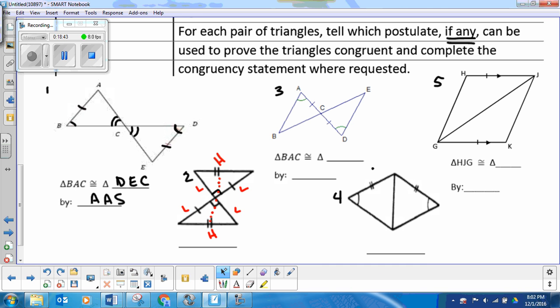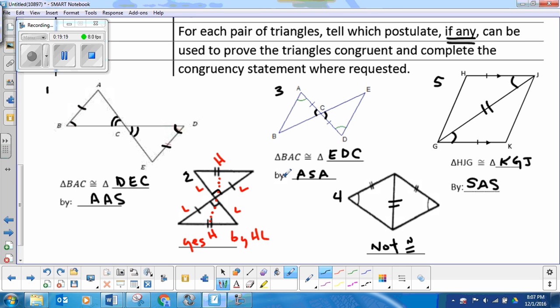And I can see that by the HL postulate, because this is a right triangle, I have congruency. So I would maybe say, can you prove it? Yes, I can, by the HL postulate. And again, I marked my hypotenuse in each one, as long as one leg in each triangle are congruent to each other, and we also have a hypotenuse congruent, we can use that postulate. Go ahead and pause the video and try to do 3, 4, and 5, and then check your work.